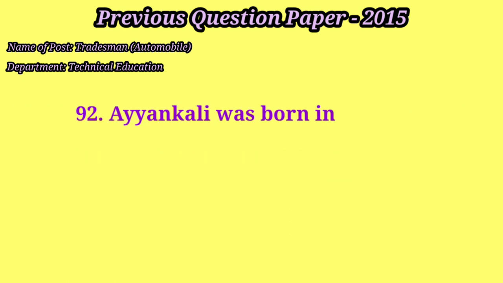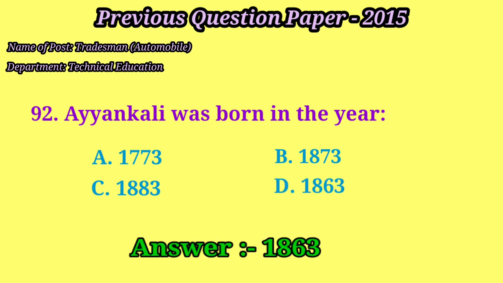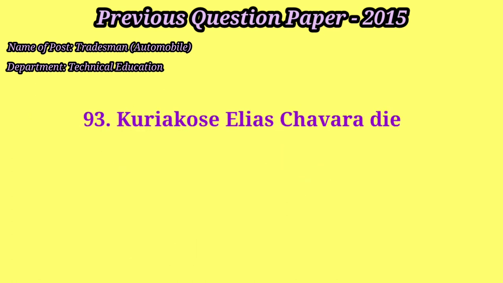92. Ian Kalip was born in the year A. 1773, B. 1873, C. 1883, D. 1863. Answer: 1863.